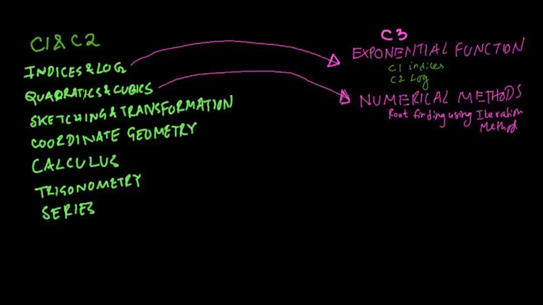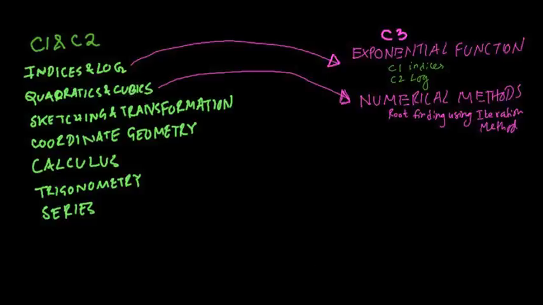Now another thing that was part of C1 and C2 is simplifying an expression. In quadratics we can simplify an expression by middle term break, we can factorize it. Then we have changing the form of a quadratic expression into completing the square. Then in cubics we can do that by division.